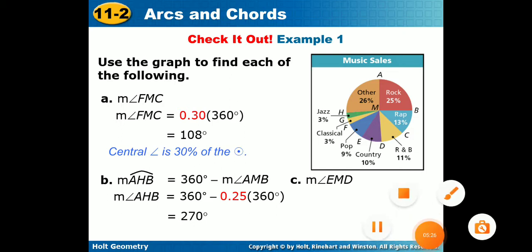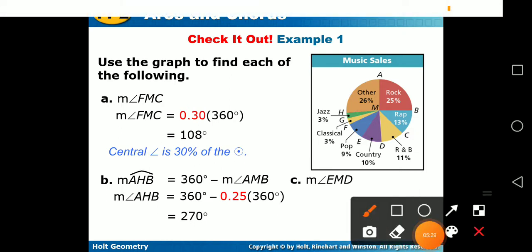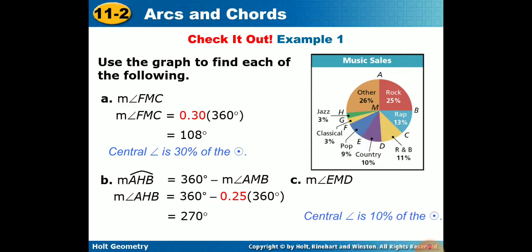What about the measure of angle EMD? This EMD is 10%. So I'm going to take the 10% and multiply it by 360. So you got 36.